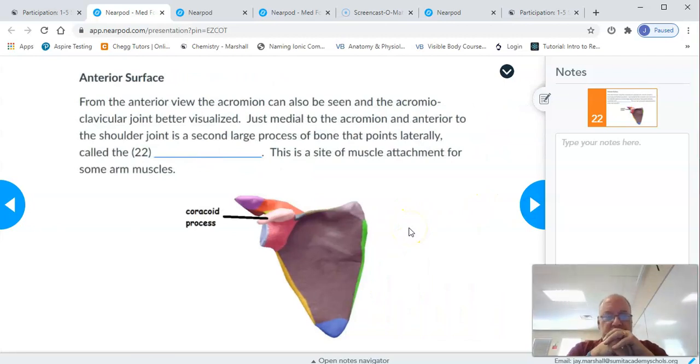Okay, for the anterior surface of the scapula, we have the acromion. That's the major marking. You can see the acromion and where the acromioclavicular joint would be. But just medial to the acromion and anterior to the shoulder joint is a second large process of bone that points laterally, and this is going to be called the coracoid process. The coracoid process. And this is also the site of attachment for some muscles, some of the arm muscles.